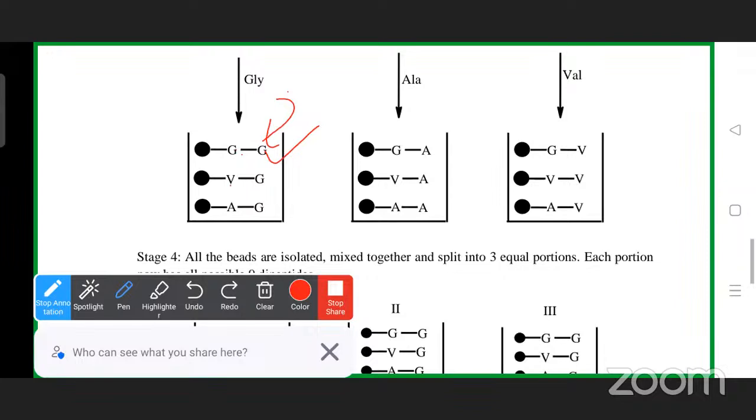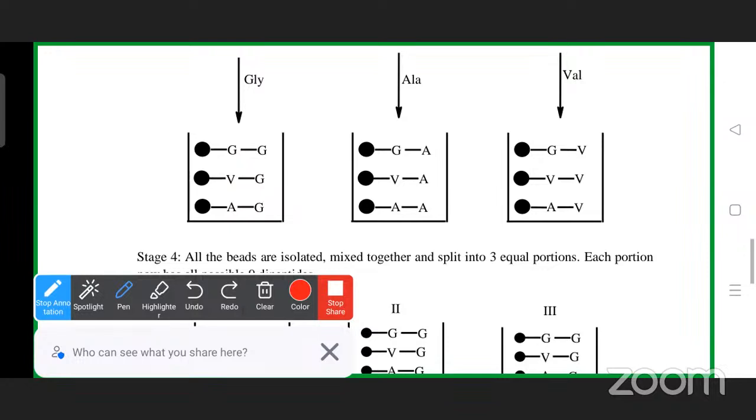And the second resin bead is attached with the valine, right? And we are adding the glycine to this. Then it becomes valine and glycine. And the third resin bead is attached with the alanine here, and we are adding the glycine. Then it becomes alanine glycine. Okay, so the same scenario will be applied, right?